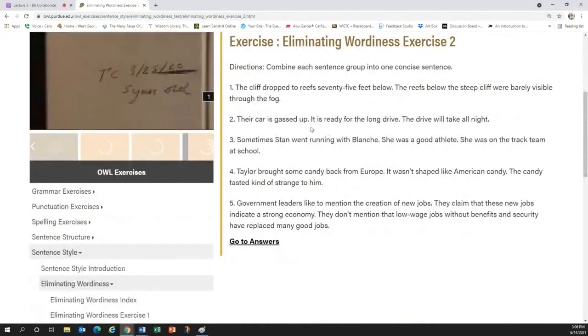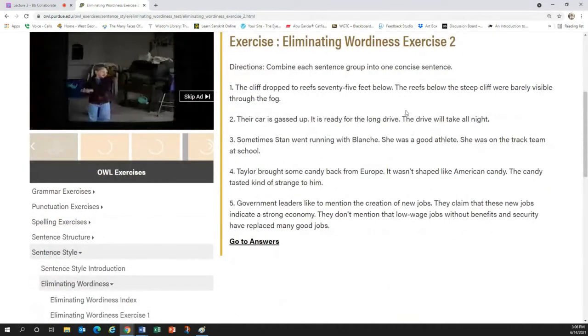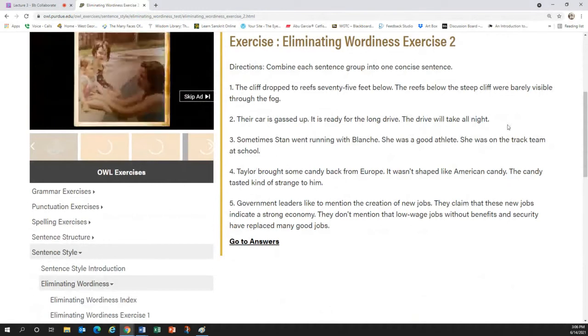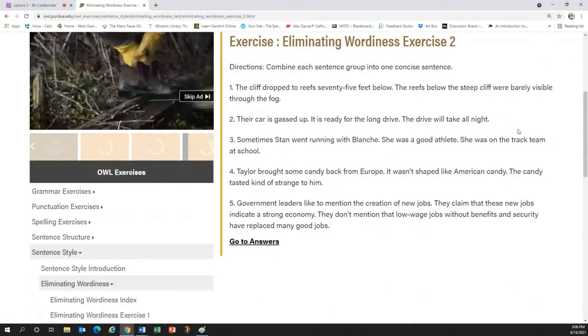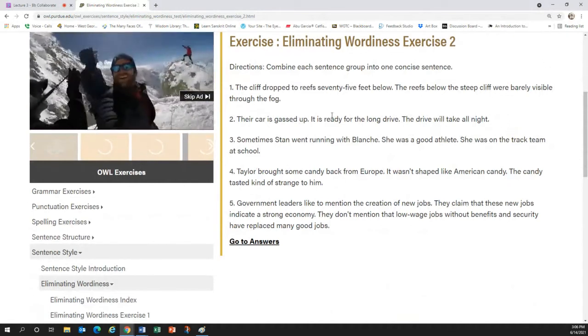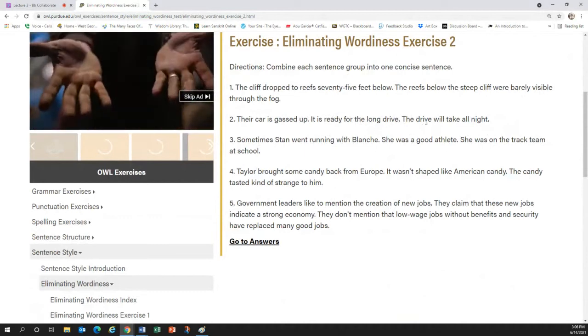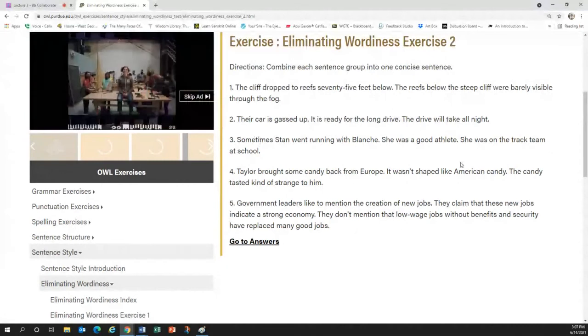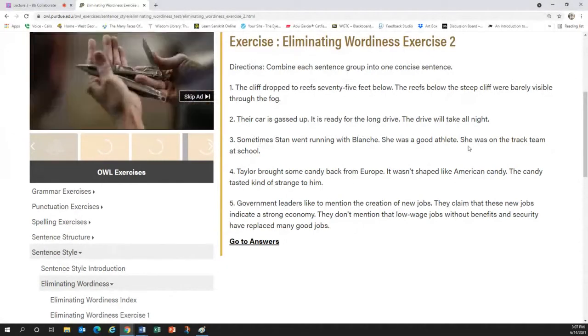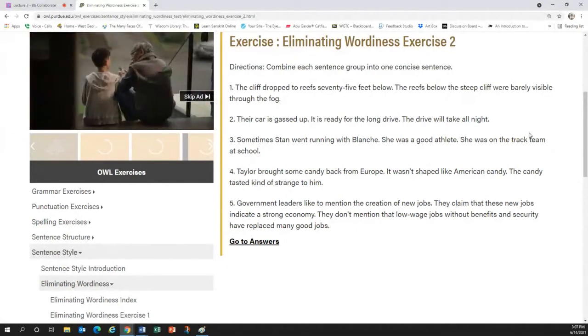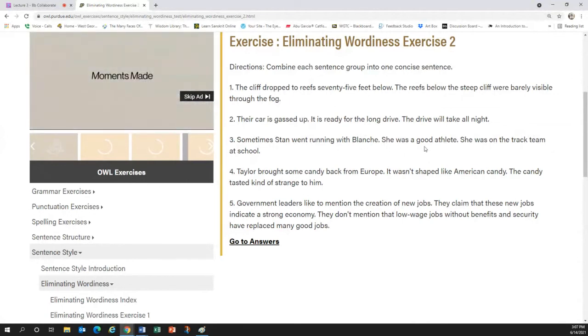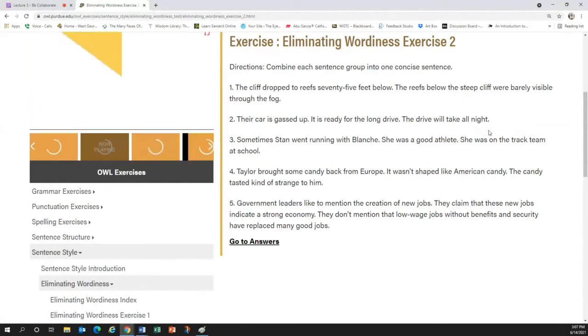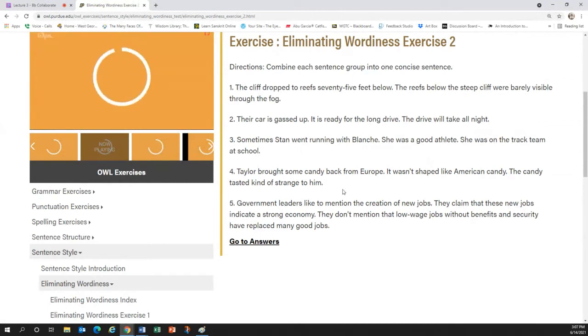Their car is gassed up. It is ready for the long drive. The drive will take all night. Their car is gassed up and ready for the long night's drive, or something like that. Sometimes Stan went running with Blanche. She was a good athlete. She was on the track team at school. Sometimes Stan went running with Blanche, who was a good athlete and on the track team at school.